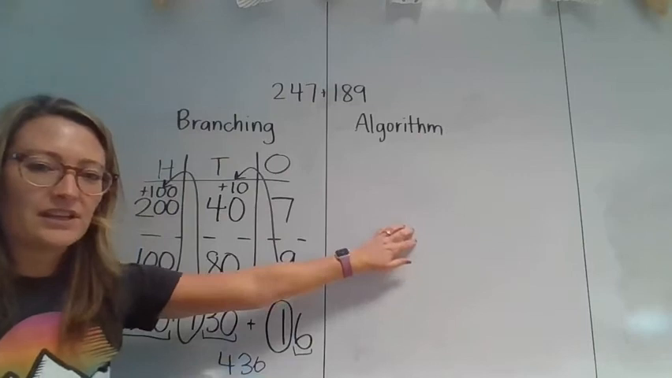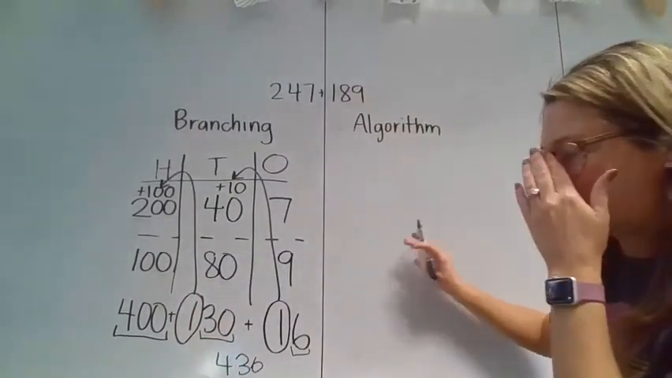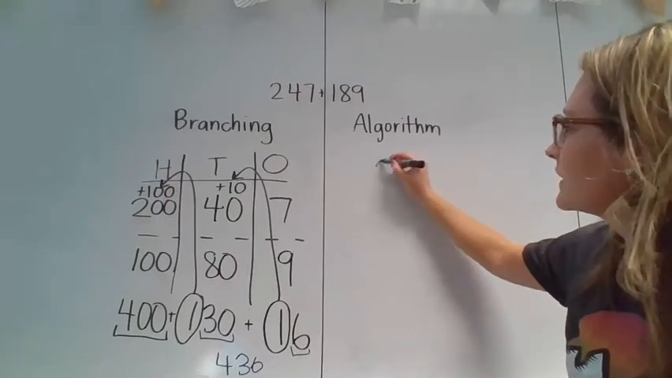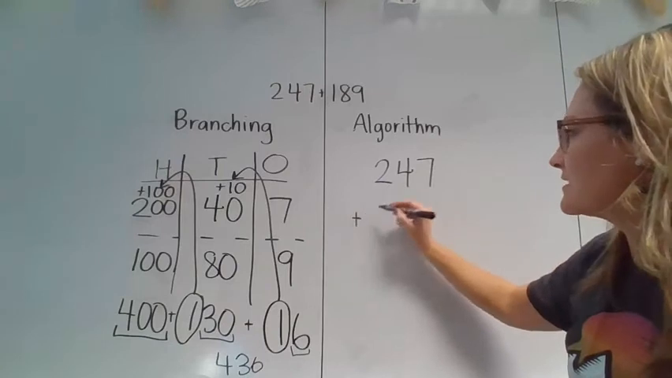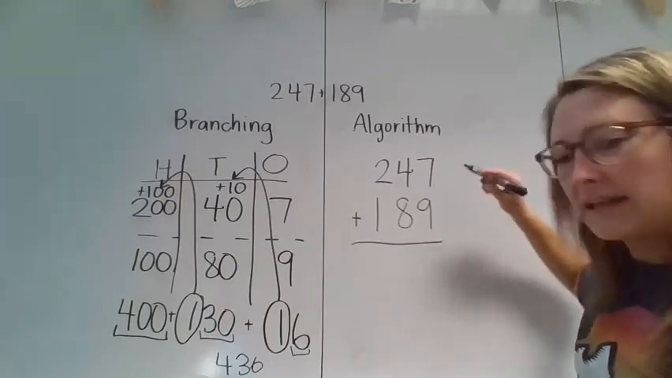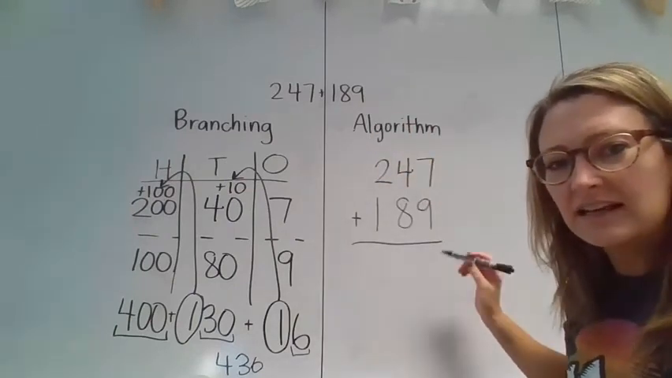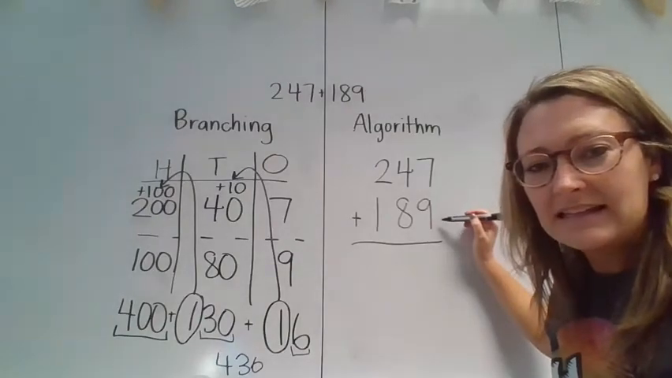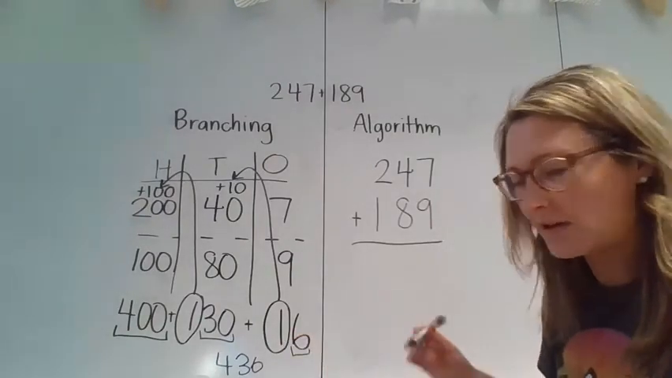Now let's test it out over here in the algorithm. I'm going to line up my numbers vertically. 247 plus 189. Make sure everything's nice and lined up. That'll keep you nice and organized. So now let's start in our ones. 9 plus 7. We already said that was 16, so we know that.